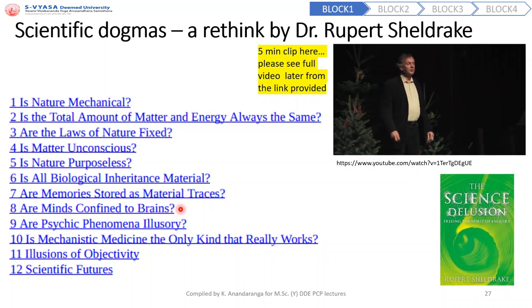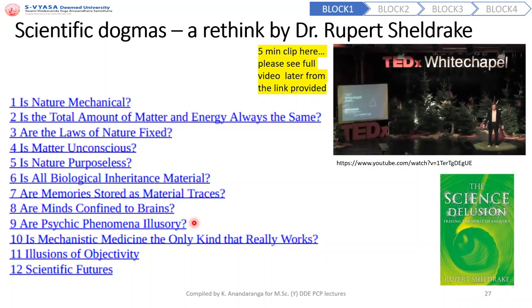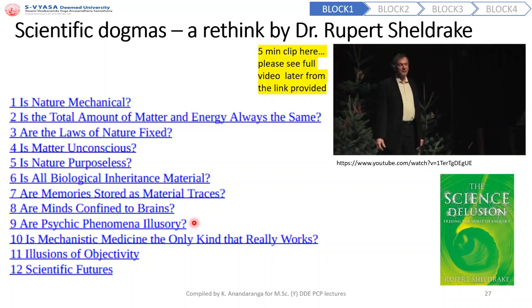Dogma 9, which follows from dogma 8, psychic phenomena like telepathy are impossible. Your thoughts and intentions cannot have any effect at a distance because your mind's inside your head. Therefore, all the apparent evidence for telepathy and other psychic phenomena is illusory. People believe these things happen, but it's just because they don't know enough about statistics, or they're deceived by coincidences, or it's wishful thinking. And dogma 10, mechanistic medicine is the only kind that really works.